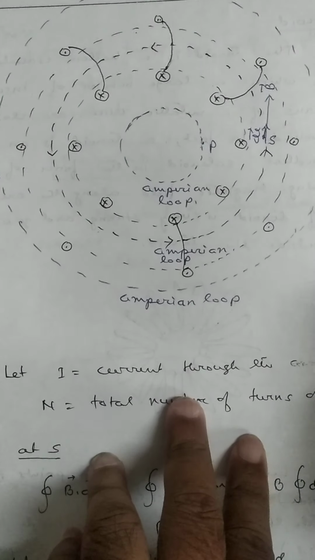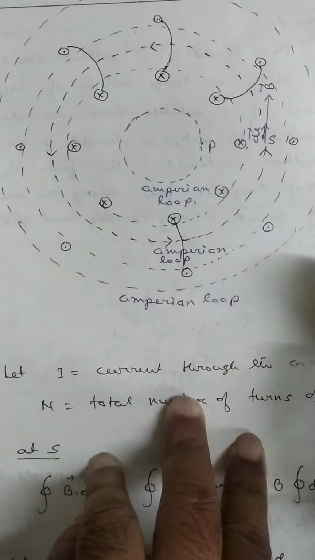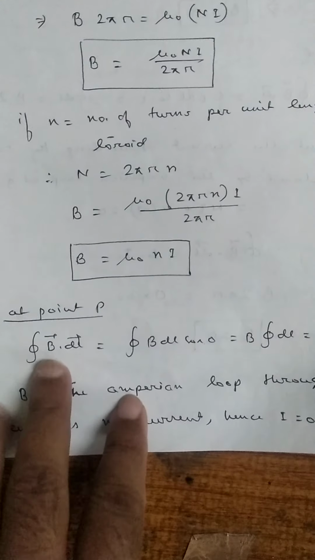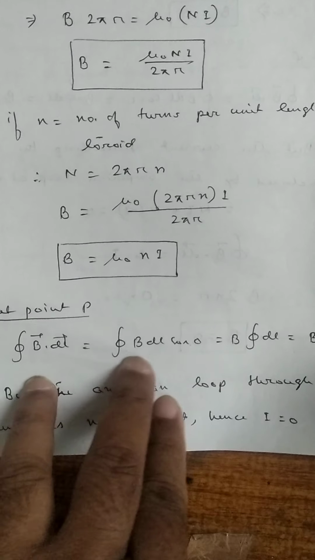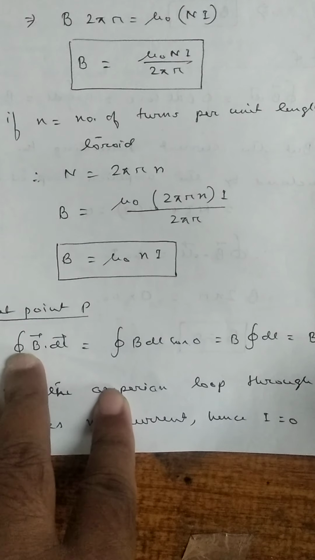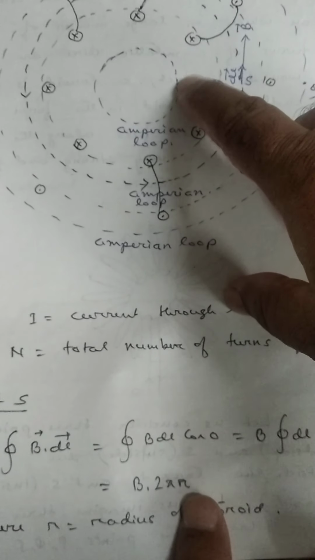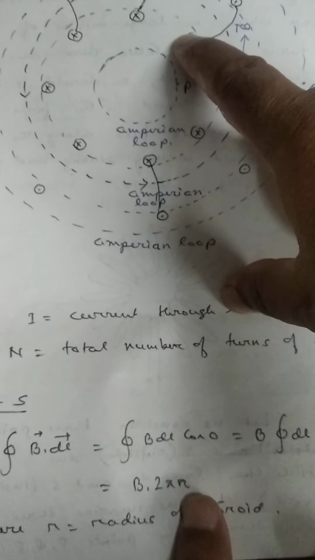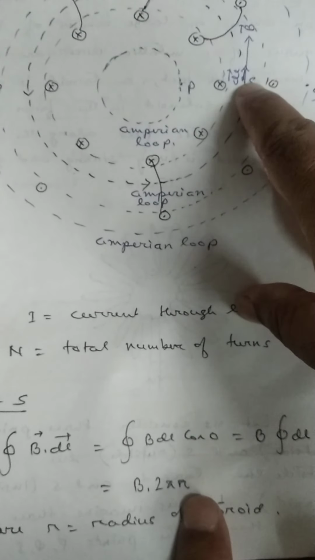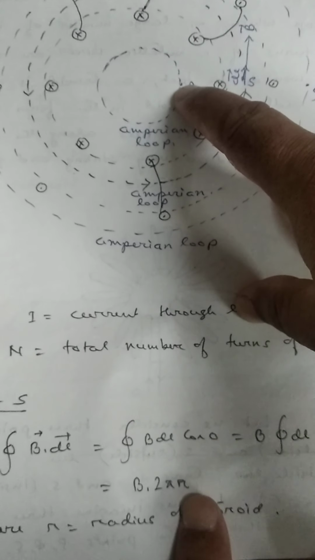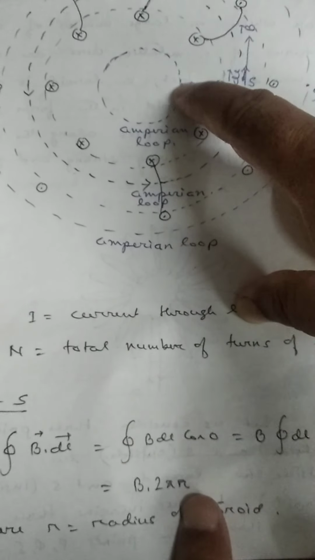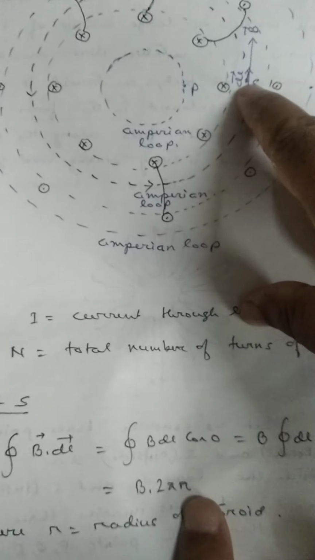So what do I have to do? Again I have to use Ampere's circuital law. So what is B dot dl at the point P? Initially I assumed that at the point P there is a magnetic field, and this magnetic field is also in this direction, similar to the point S. I assume that at the point P there is a magnetic field which is similar to that at S.